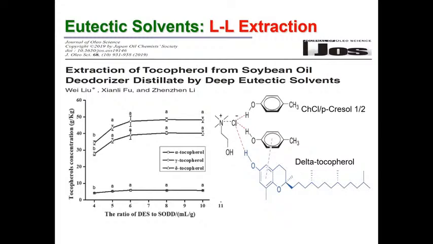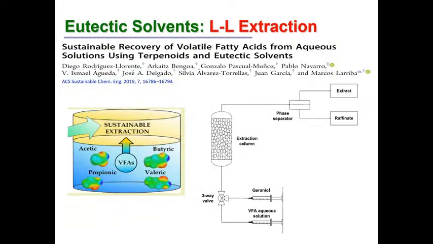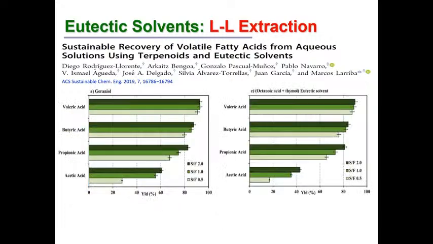It's an option. Another option is the reverse, using hydrophobic eutectic solvents and a weaker solution of organic acids. Here he makes an extraction column filled with small glass beads, 2 milliliters, and then analyzes the two phases. But in this case, comparing just liquid terpene and the solid hydrophobic eutectic solvents, they have very similar results.